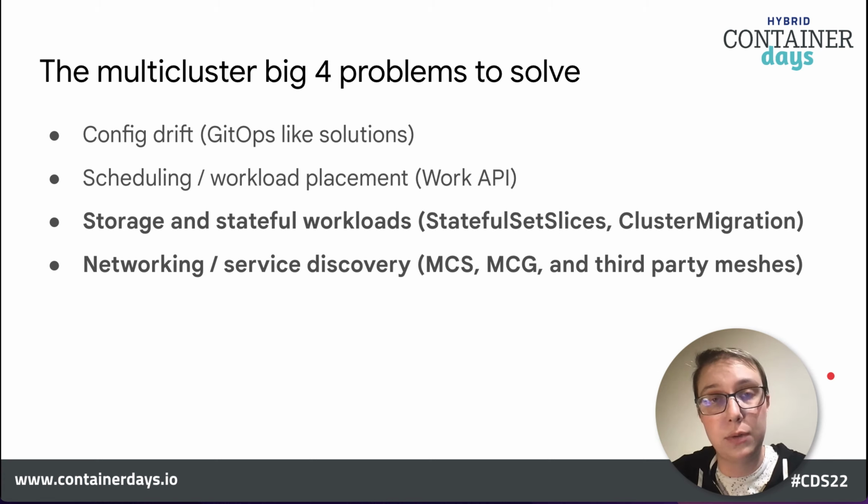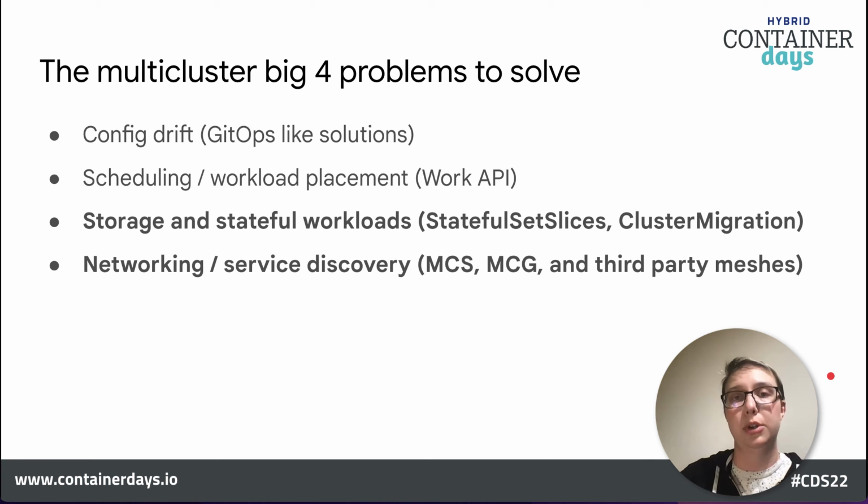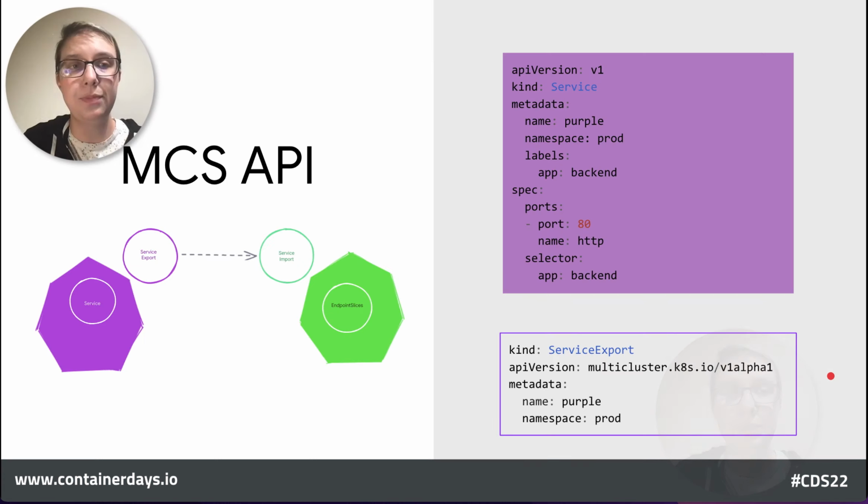And then on the networking and service discovery side, this I have a lot of experience with in SIG multi-cluster, but MCS, multi-cluster services, MCG, which is multi-cluster gateways, and then tons of other third-party meshes like Istio are all solutions in this space of being able to express service discovery across multiple clusters, across multiple Kubernetes API servers, not just the service object and the service networking that's available in a single cluster situation.